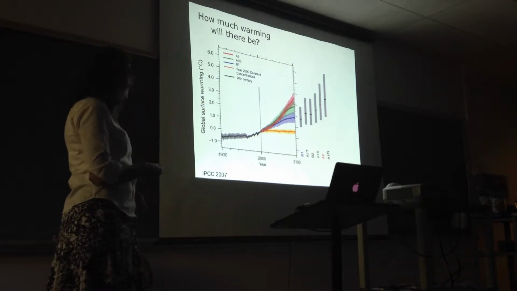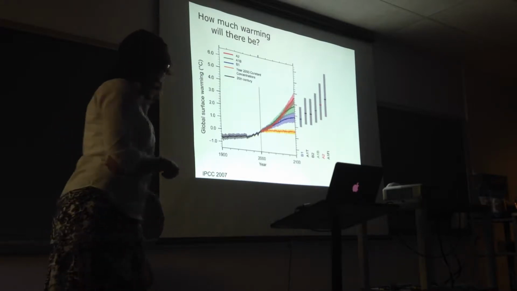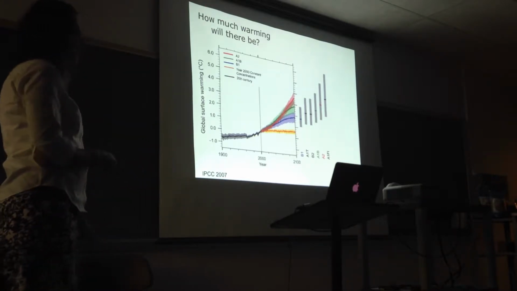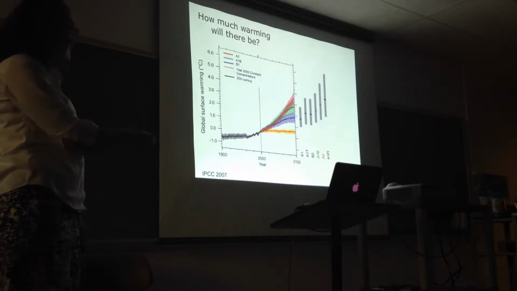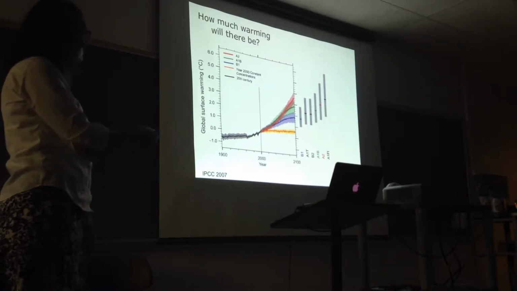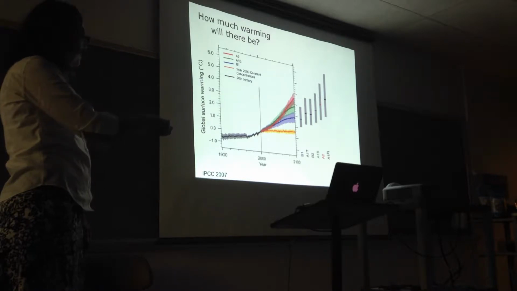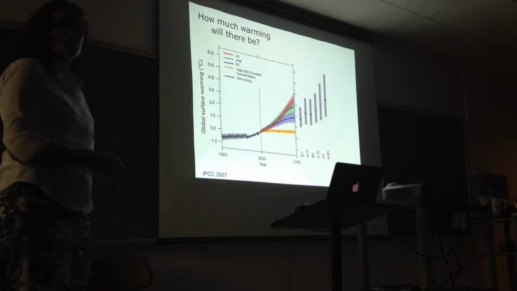In this figure, this is a figure from the IPCC report. It's actually from the older one. I just haven't updated it yet. But everything to the left of the center line is data. So this is all temperature measurements. And then everything to the right of the line, from 2000 to 2100, these are all model results.